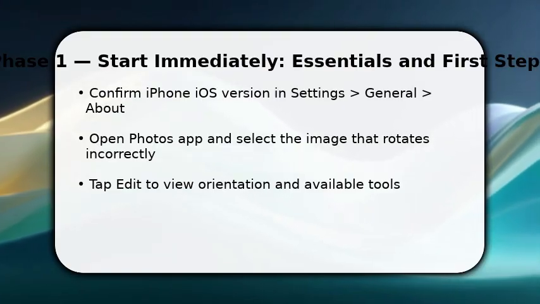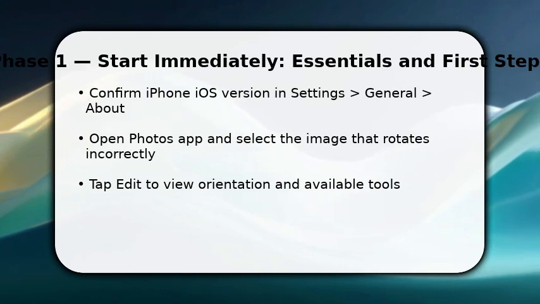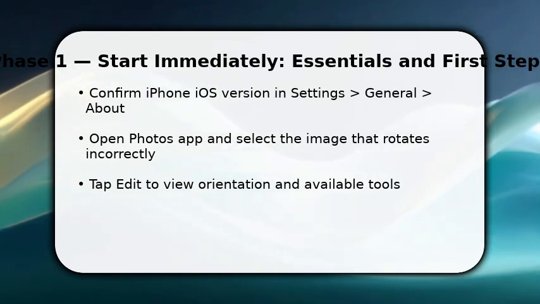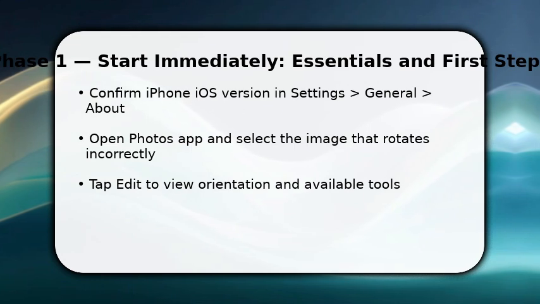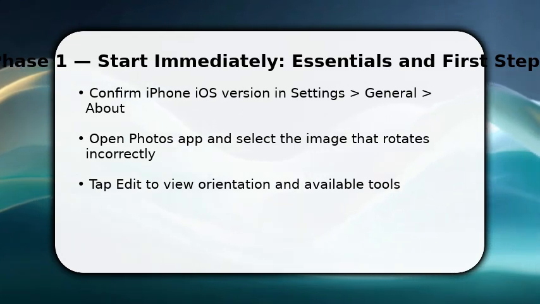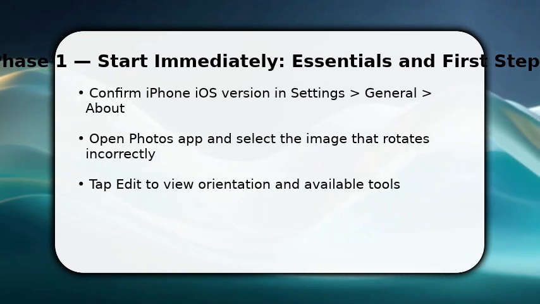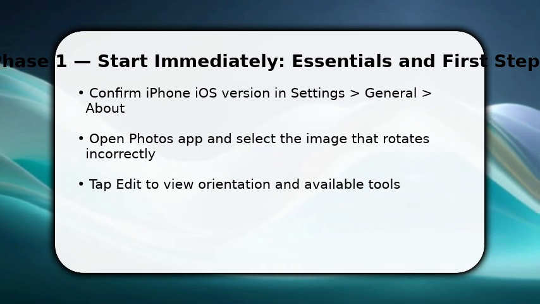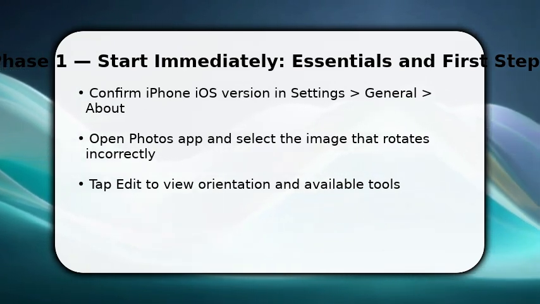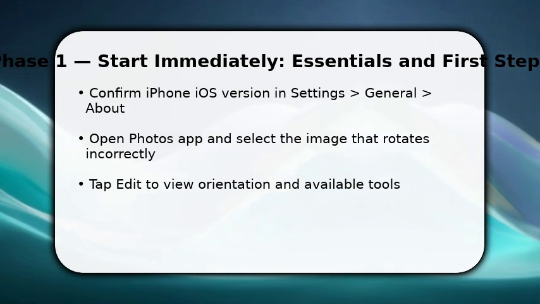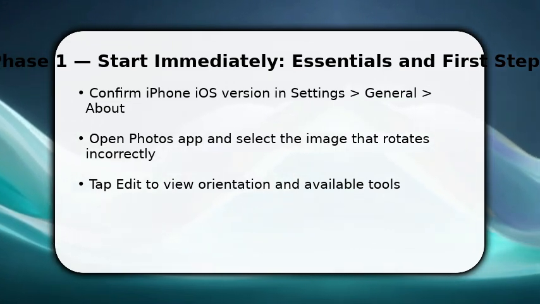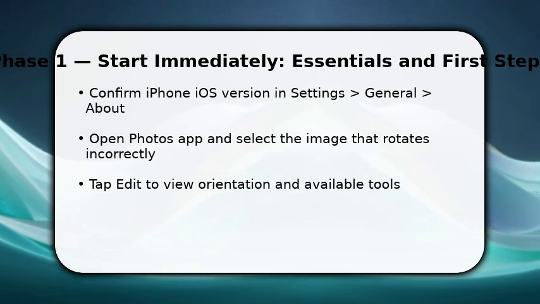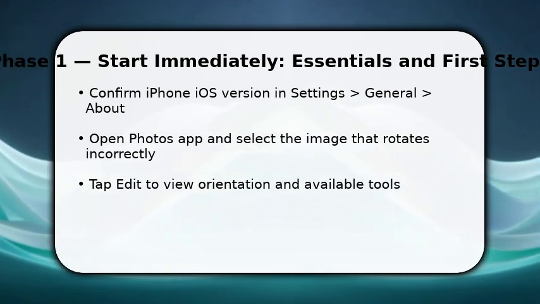You start by making sure your iPhone is updated and the photo is in front of you. Open Photos, pick the image that keeps rotating, and tap Edit. This gives immediate control. Once in Edit, check whether rotation happened in camera or via editing apps, because that affects the fix. Make sure live photos or HEIC formats are noted; they behave differently. Now proceed to rotation controls in the next step to lock orientation and save a corrected copy.